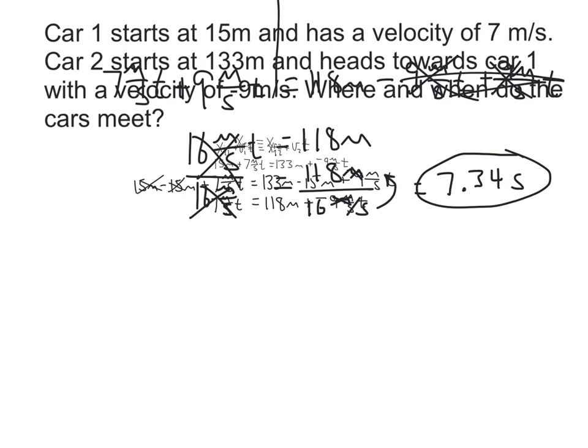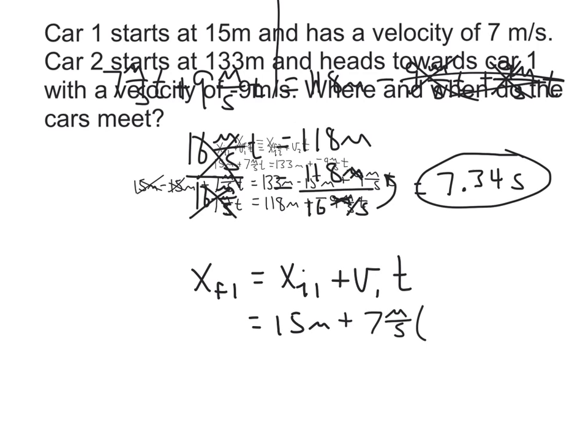Let me move this out of the way. Now we want to know, where do they bump into each other? Where's the common place that they bump in? Well, just go back to the position time equation. Now we know when it occurs, so let's put this back into this part of the equation here. So now we know this guy, and this guy. We can solve for the position final of car 1. Now we could have solved this for position final of car 2. It wouldn't have made any difference. You're still going to get the same number.